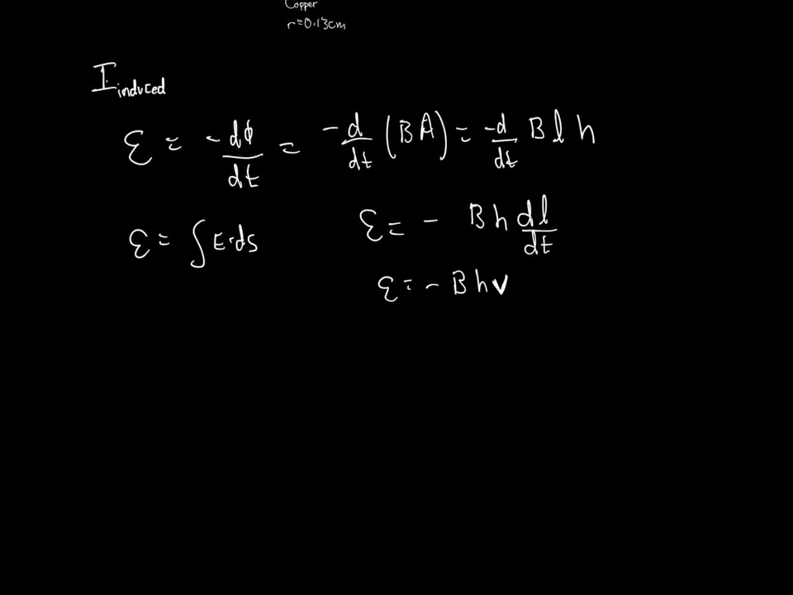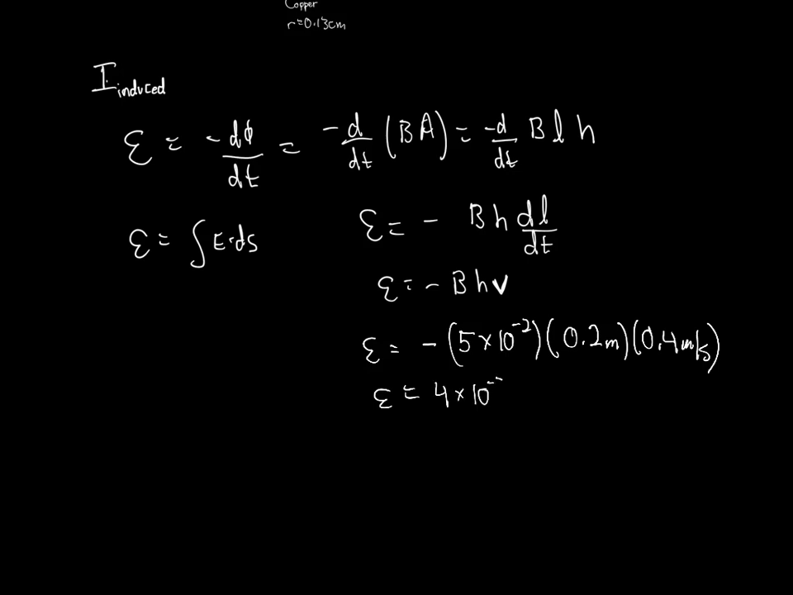So I can calculate this EMF. EMF is negative B. B was equal to 5 times 10 to the negative 2. And H, what's the height? 0.2 meters. And what's the velocity? How fast is this thing going? 0.4 meters per second. That gives me my EMF. My EMF is also 4 times 10 to the negative 3. So I can calculate the EMF, and normally that's where we'd be done.